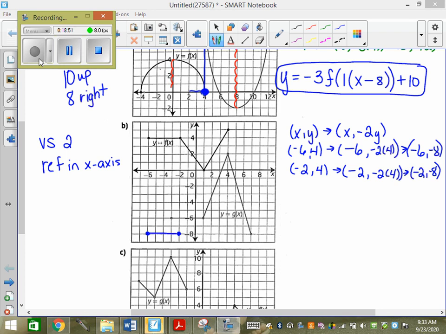Connect. Then I have 1, 0. It's going to become 1, negative 2 times 0. It remains invariant because everything I was doing was multiplying by y, and y in that case is 0, right? So it's going to stay the same. Connect it. And then I have 4, 5, which is going to become 4, negative 2 times 5, which is 4, negative 10.